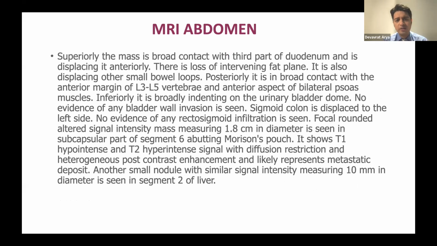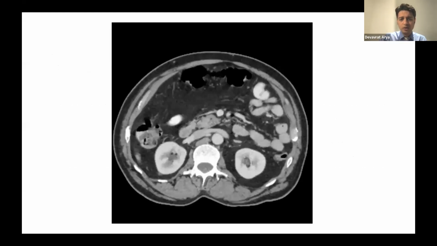And there's also contact broadly with the L3 to L5 vertebra, indenting the urinary bladder, although there's no invasion of the bladder. Sigmoid colon is displaced, but there's no infiltration. And there is a 1.8 centimeter rounded lesion in the subcapsular part of segment 6. It also looks like metastatic, but for the time being, we will ignore the liver mets.